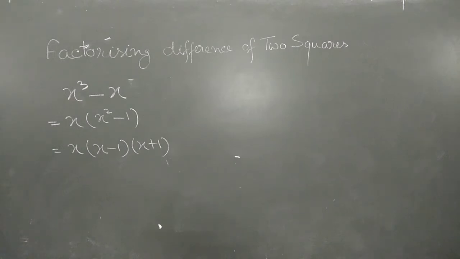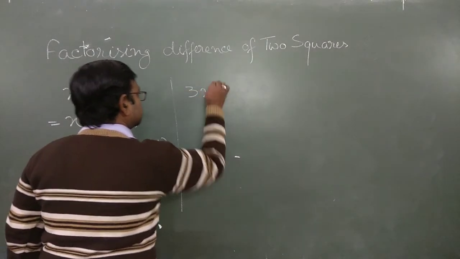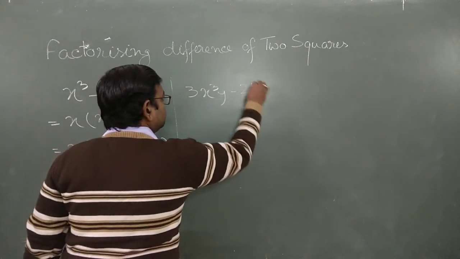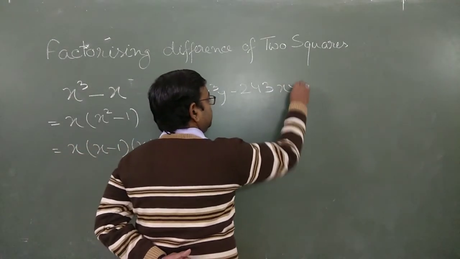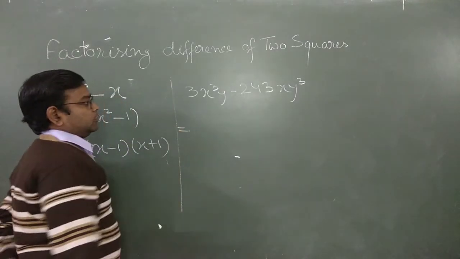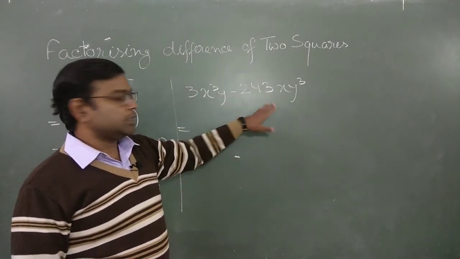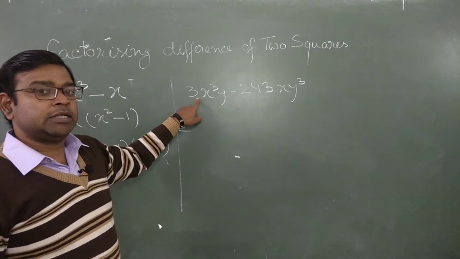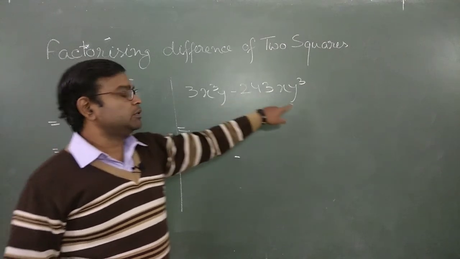Now next question is 3x cube y minus 243 xy cube. See this problem very carefully. Clear? Because we are unable to find the square root of each and every term, first we try to take common. Is there something common? Yes, many things are common. First 3 is common from the numerical part, known as the numerical coefficient, and again x is common from the literal part and y is common from the literal part.